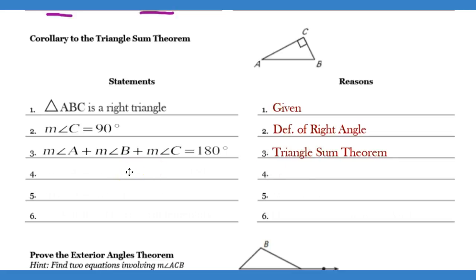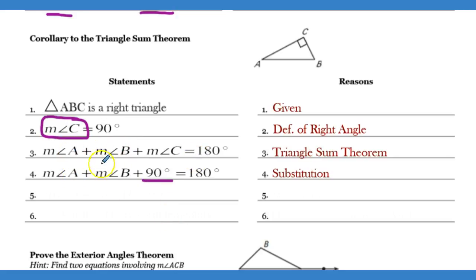Now, if the sum of my interior angles is 180 degrees and C equals 90, I could actually substitute everywhere I see angle C, and I can put 90 degrees. So now I see that the measure of angle A plus the measure of angle B plus 90 degrees is equal to 180.